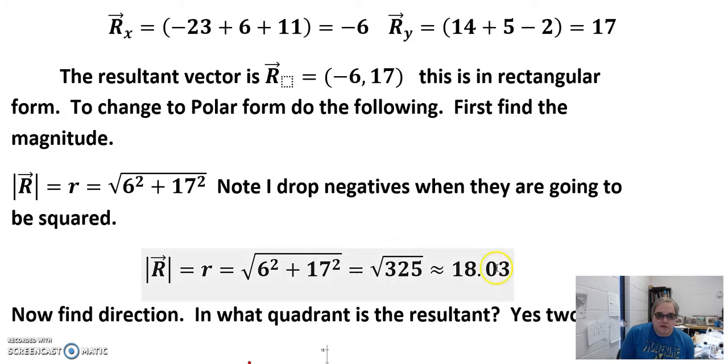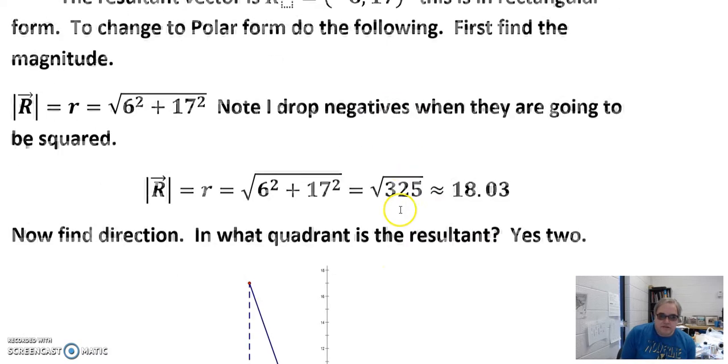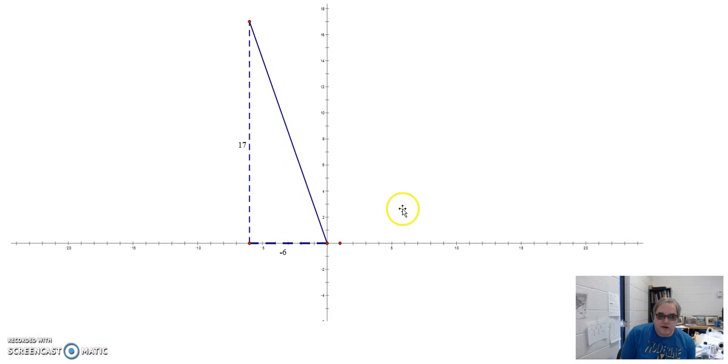Now we have to find a direction. And you look at the components of your resultant vector, and this is telling me go -6 left and up 17. Well, that's telling you you are in the second quadrant. And the angle I actually want is this angle from 0 to that terminal side. The angle we're going to find is this one.